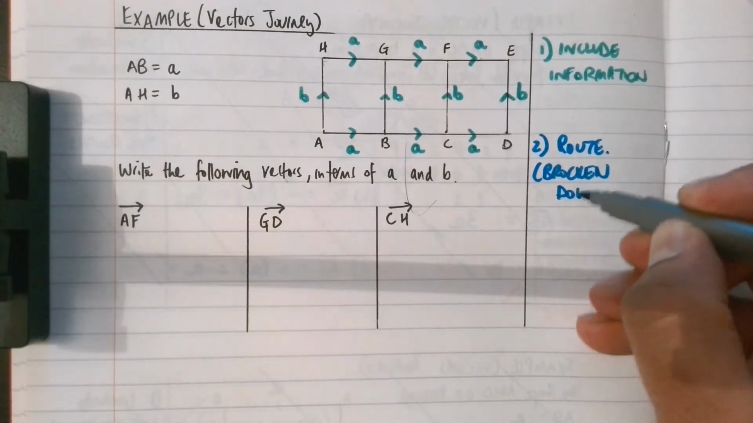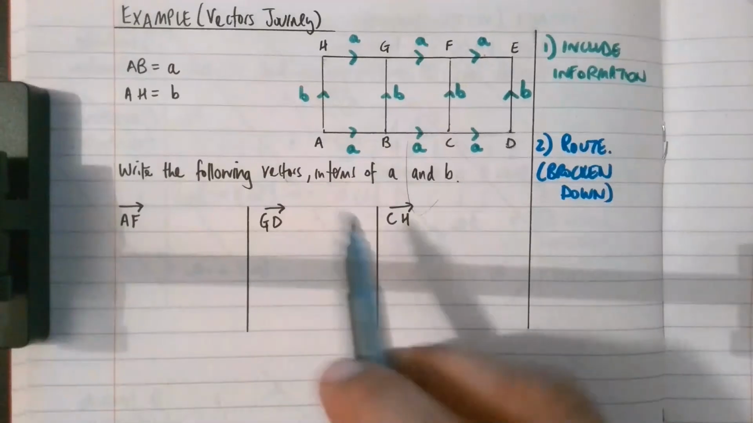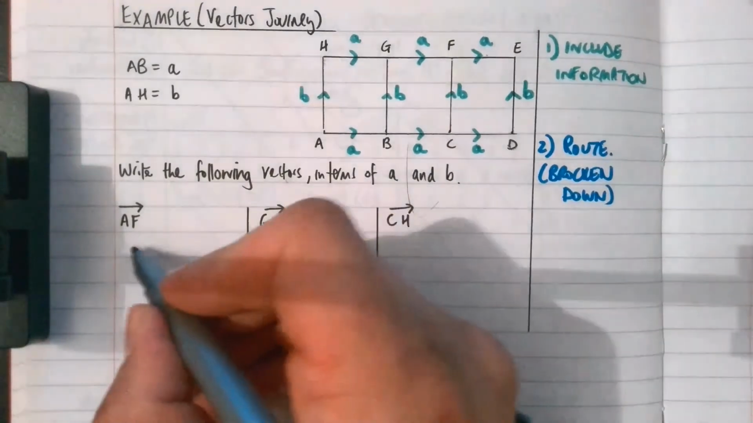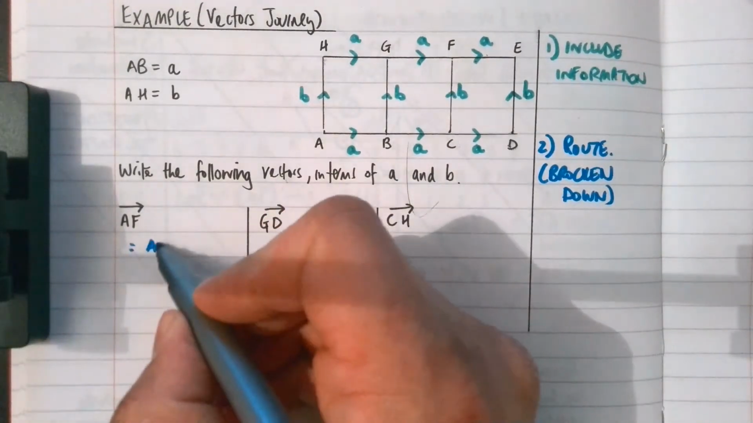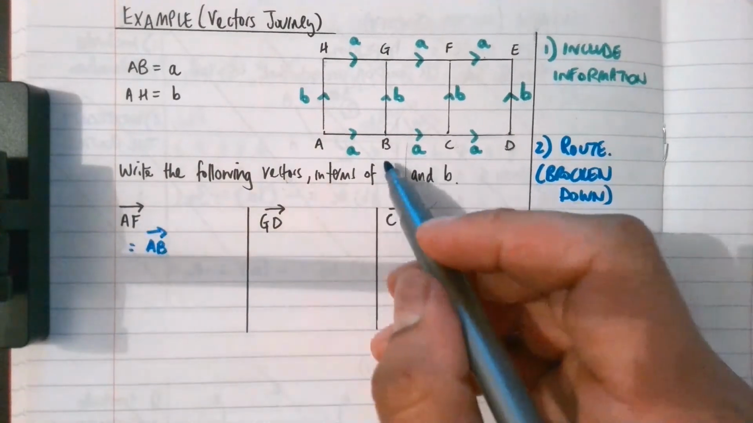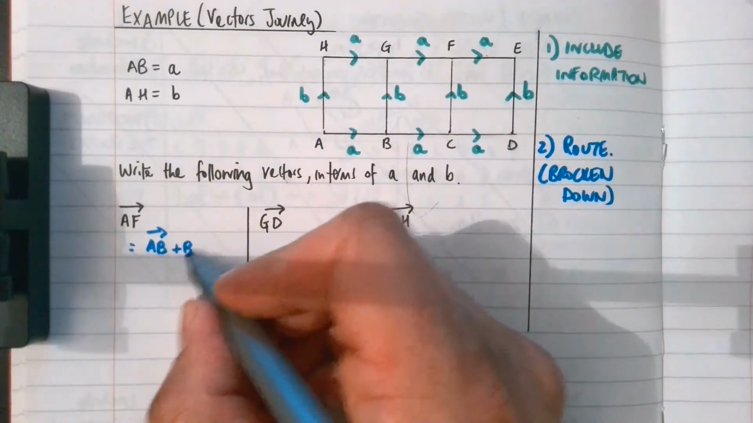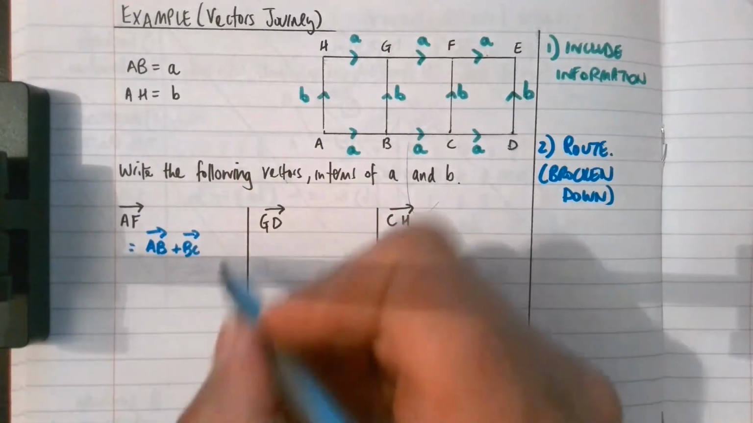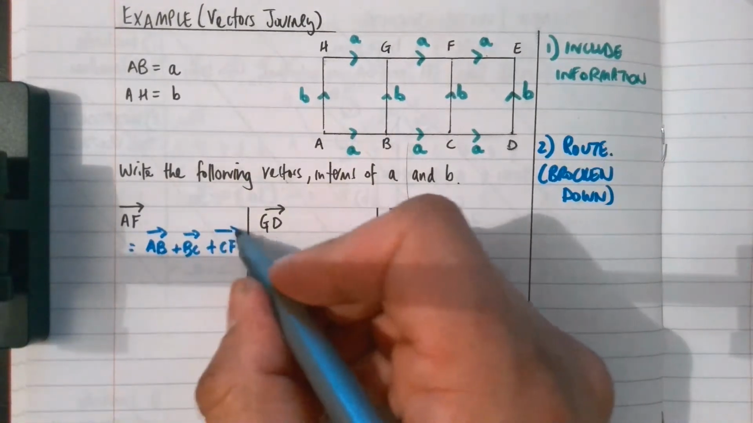So we've got the information on the diagram. We now need to write down the route. So we're looking for the vector AF. But AF in its broken down form is going from A to B, then B to C. And then once we're at C, we're going to go C to F. Right, so AB, BC, CF.